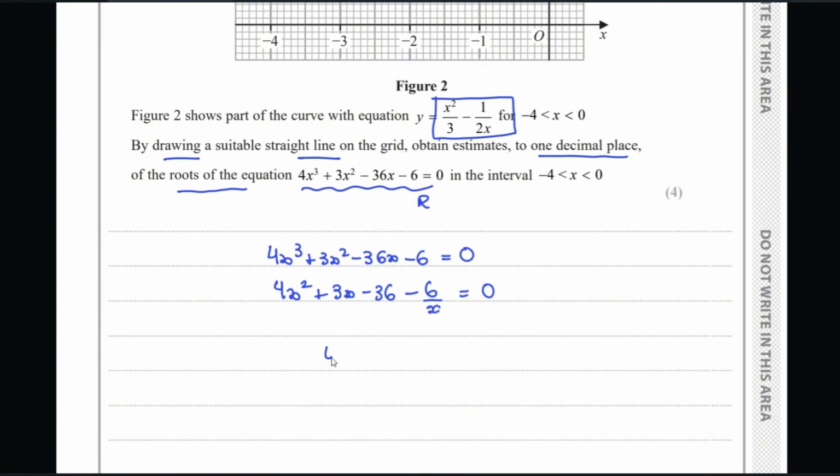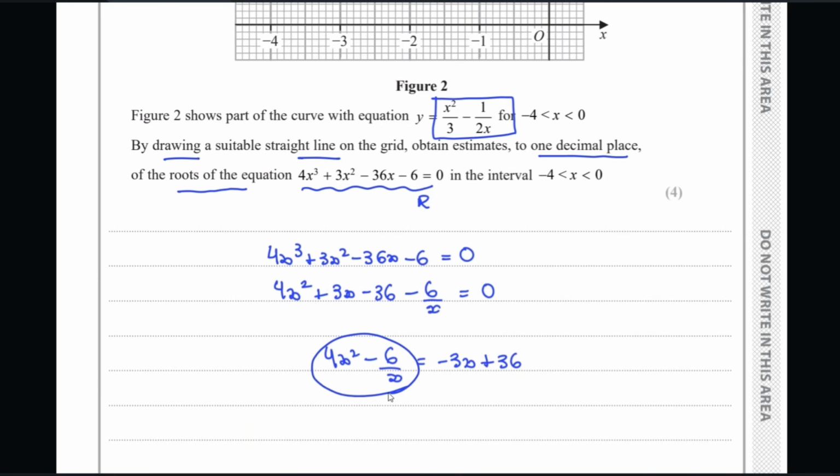So I will keep 4x squared and minus 6 over x on the left side of the equation, and I'll move every other term to the right side of the equation, so that becomes minus 3x plus 36.